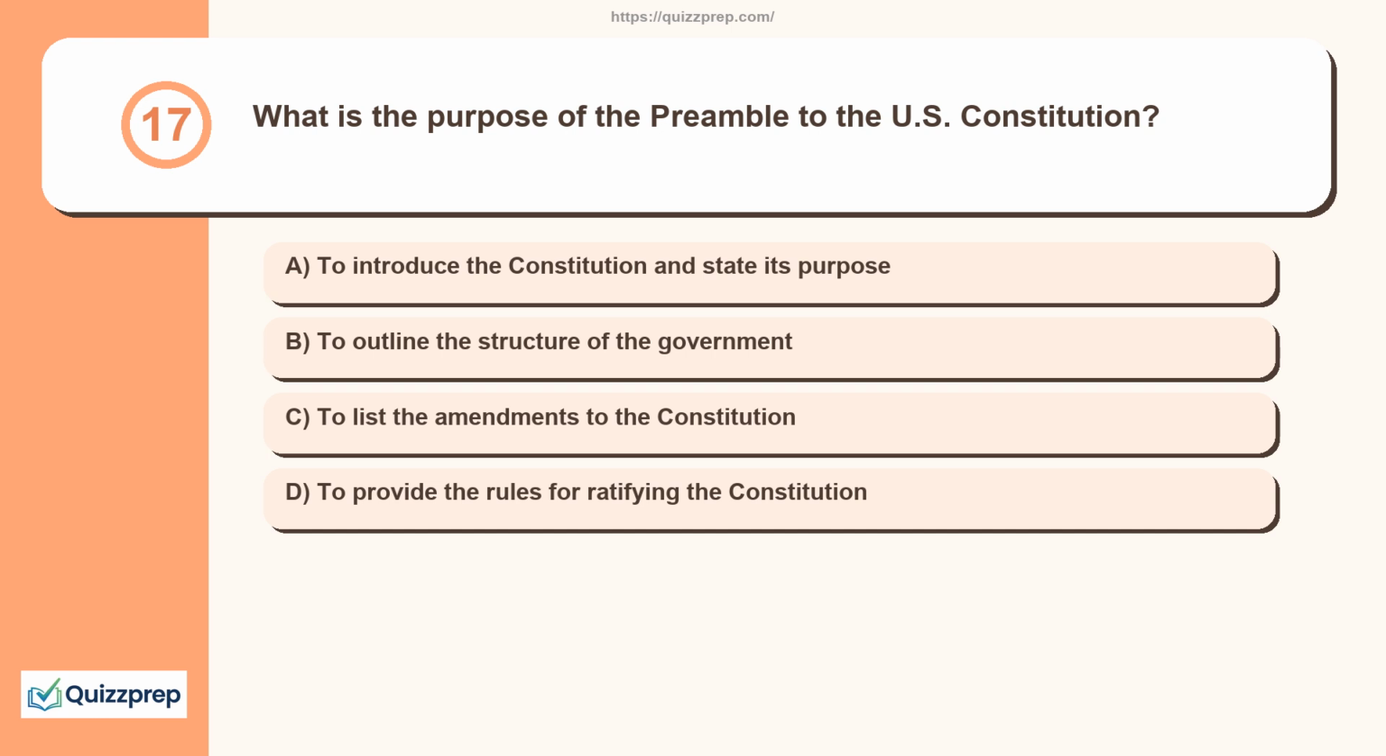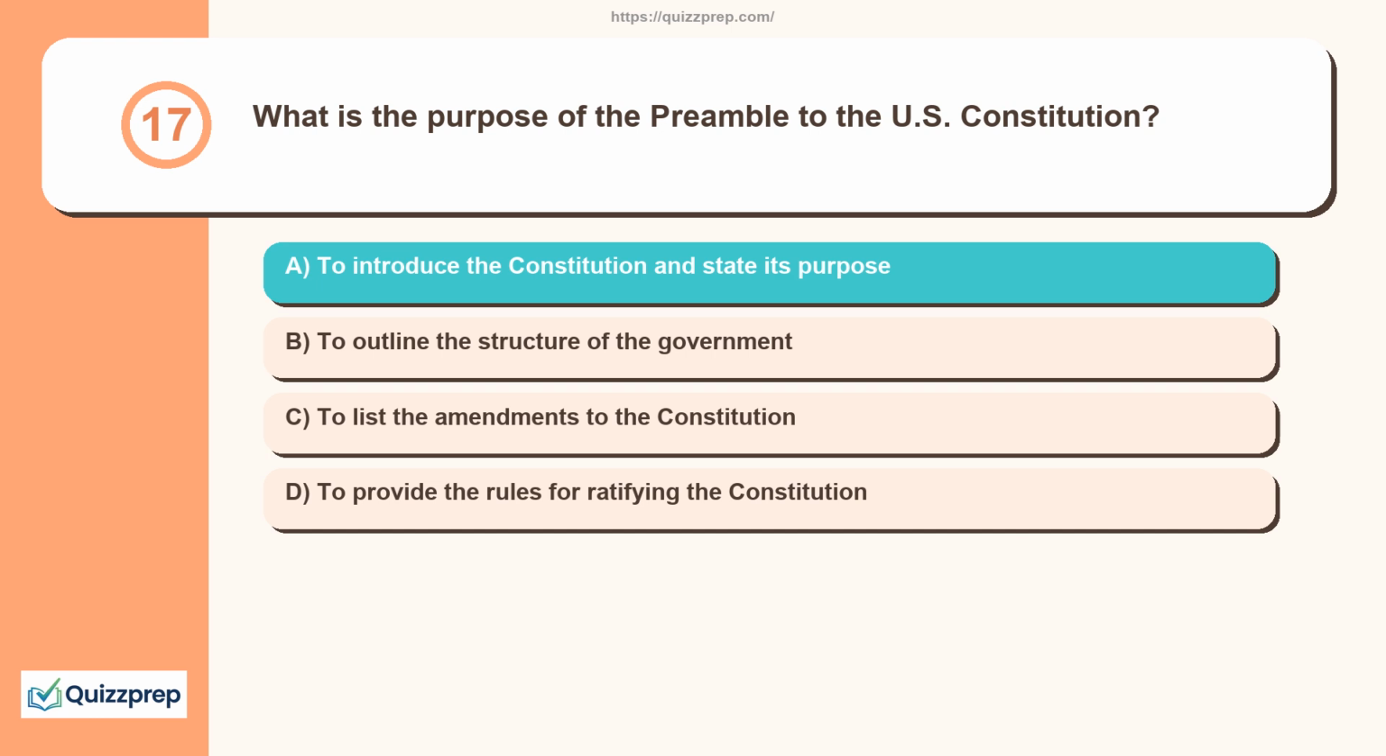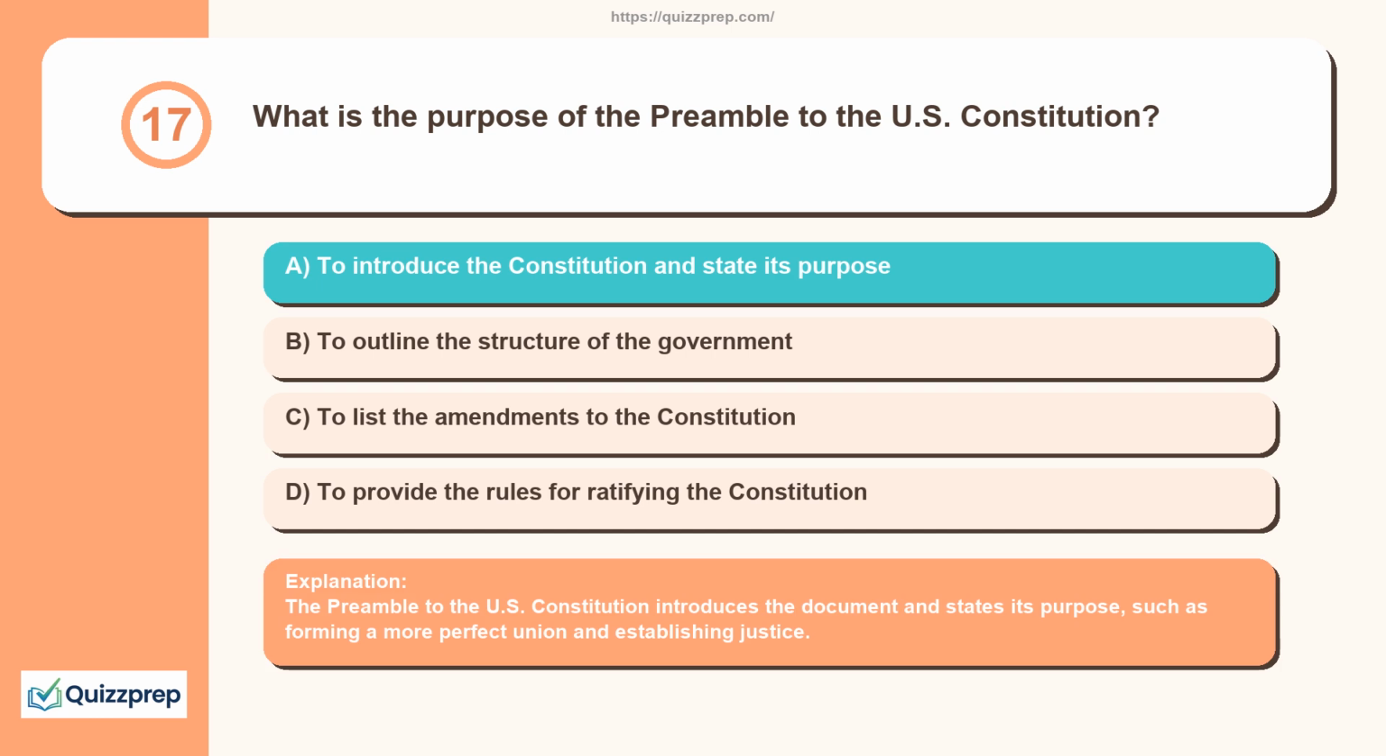Question 17. What is the purpose of the preamble to the U.S. Constitution? To introduce the Constitution and state its purpose, to outline the structure of the government, to list the amendments to the Constitution, to provide the rules for ratifying the Constitution. The preamble to the U.S. Constitution introduces the document and states its purpose, such as forming a more perfect union and establishing justice.